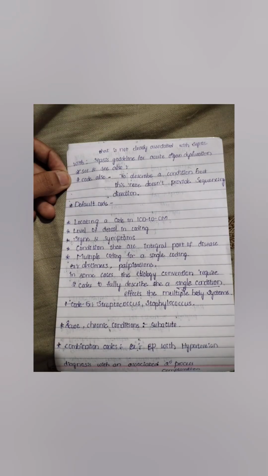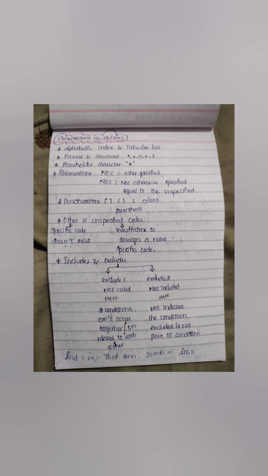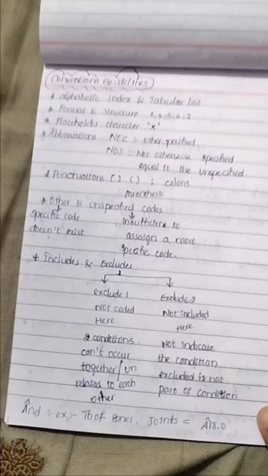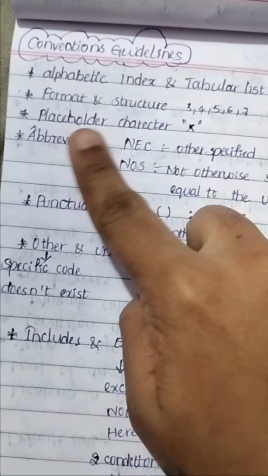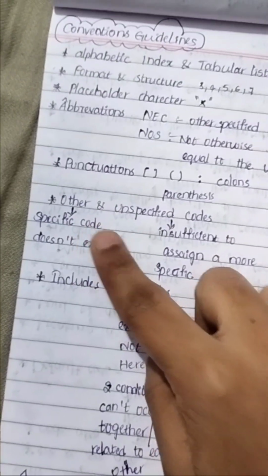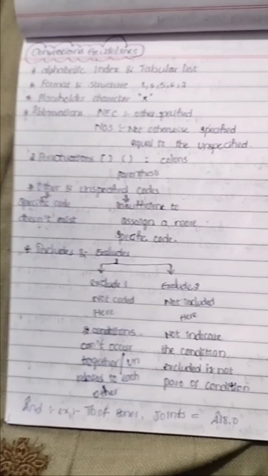Next one is code also. To describe a condition, but this doesn't provide the sequencing direction. To describe a condition, the code also is given. And default codes also come under the conditions.